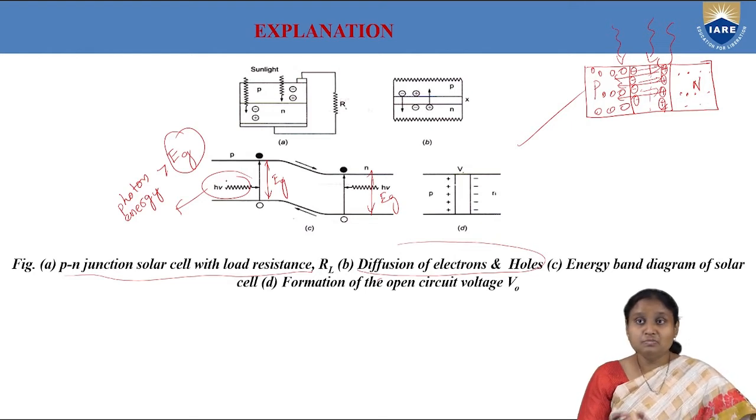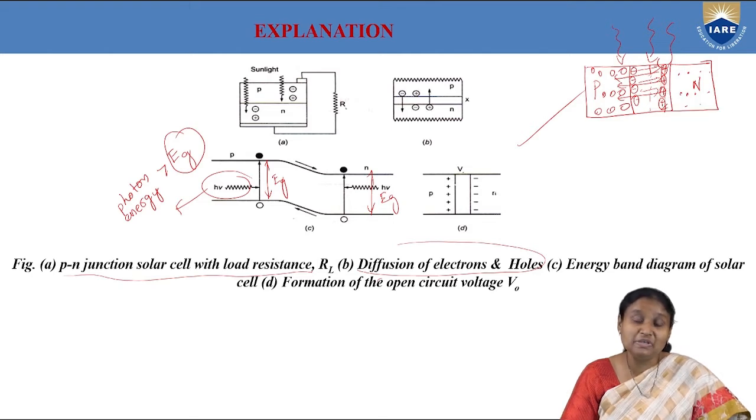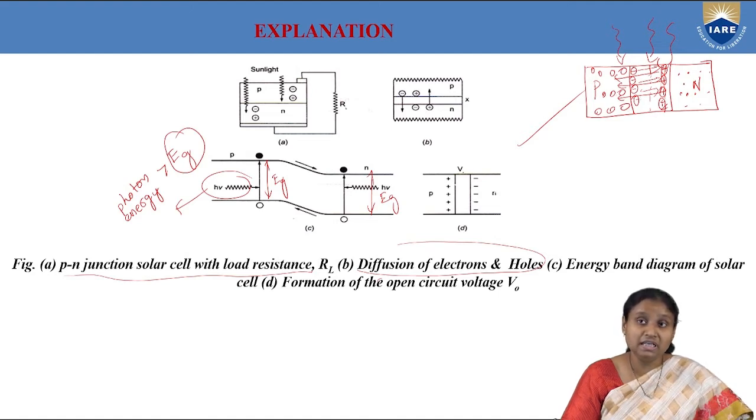Because there is movement of charge carriers, as you can make out from this figure, we have positive ions here, and these positive ions are moving towards the p side because of the photons that are coming from the sunlight. Similarly, these negative ions which are present on the p side start moving towards the n side.